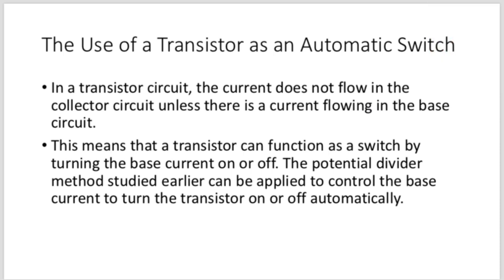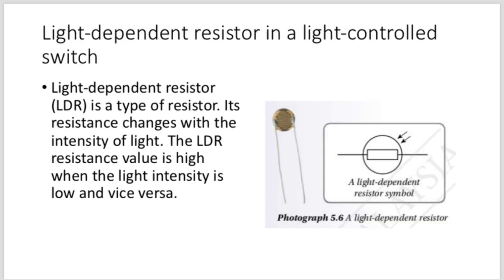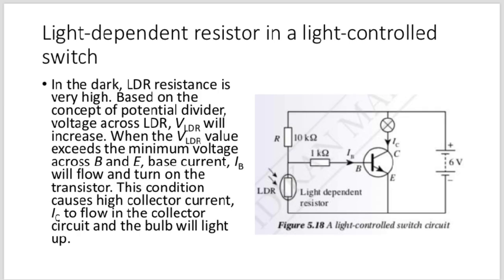an automatic switch. For example, we could use a light dependent resistor. A light dependent resistor is a type of resistor. Its resistance changes with the intensity of light. The LDR resistance is high when the light intensity is low and vice versa. So the more light it gets, the lower the resistance.